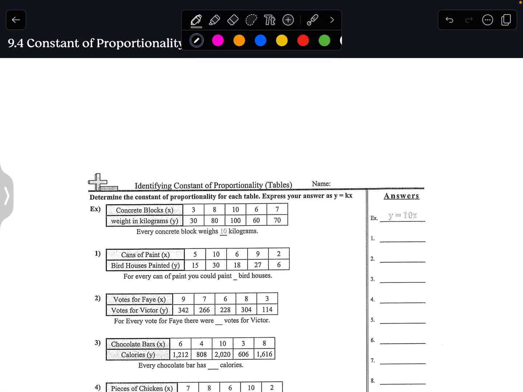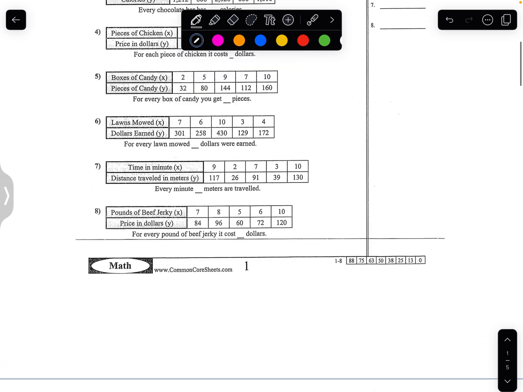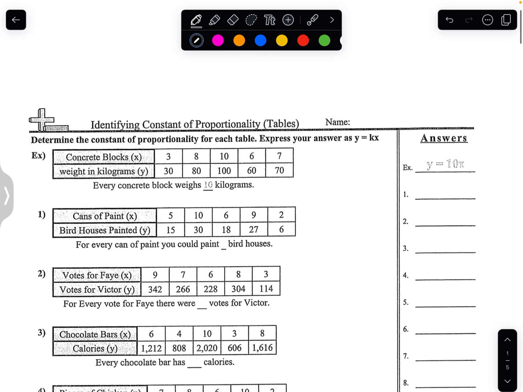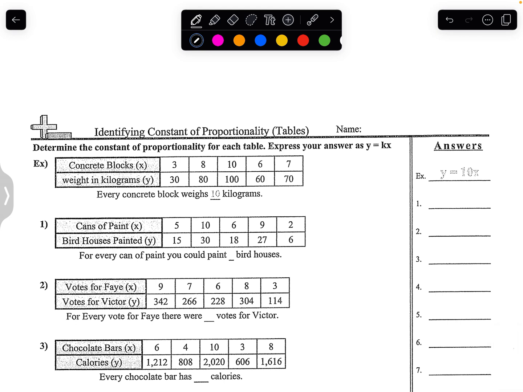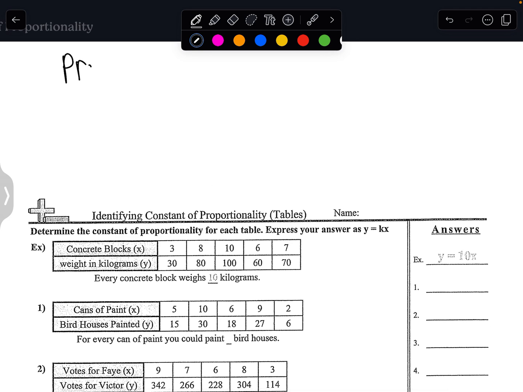Just wanted to make a quick video and walk you through how to complete 9.4. That's today's assignment, and it's called the constant of proportionality, or identifying constant of proportionality in both a table and in a graph. So yesterday we talked about how to determine proportionality, and there were two characteristics that we really talked about, which I'm going to have you write at the top of your page here. And I believe we talked about this earlier this year.